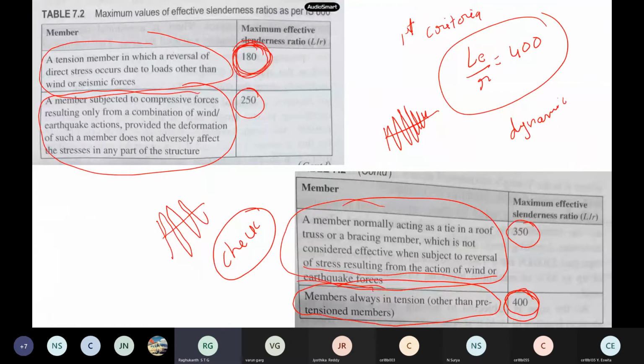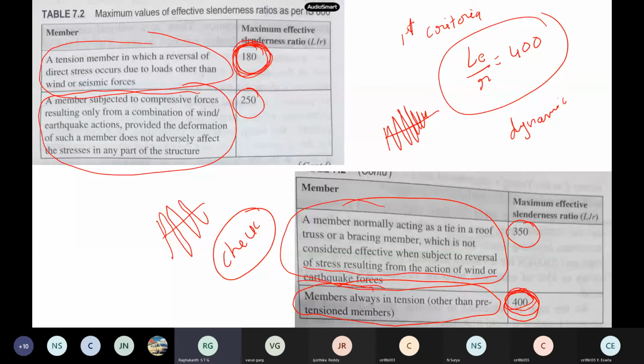So whenever you have any tension member, the first thing, or even the last thing, is to check the slenderness ratios. If you have a tension member where there is a reversal of stresses, like in a bridge, where tension may become compression and compression may become tension, what should be the slenderness ratio? And if it is pure tension, you can go up to 400 as the limit itself. The code gives the guideline.